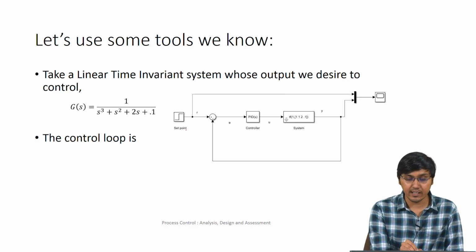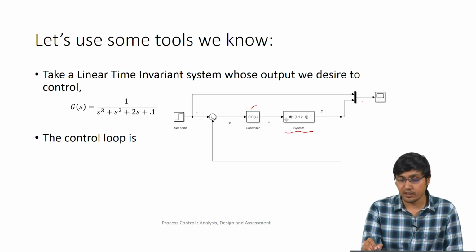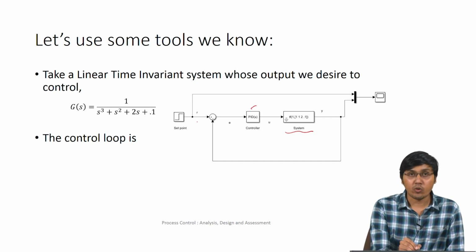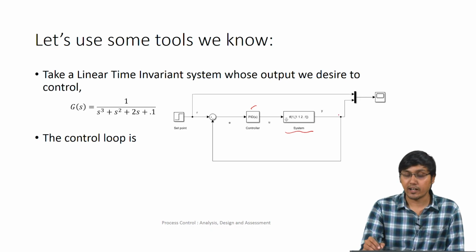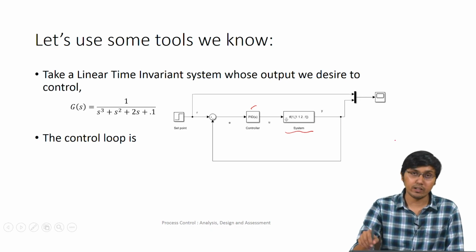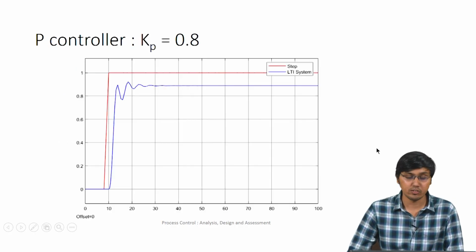Basically we have a set point here, and we are trying to change the set point by a step change. This is the control loop, where this is the controller and this is the system, 1/(s^3 + s^2 + 2s + 0.1), and we are going to see the value of the controlled variable in the scope. We are going to do a servo response by changing the set point, and see whether the controlled variable follows the set point change or how it behaves.